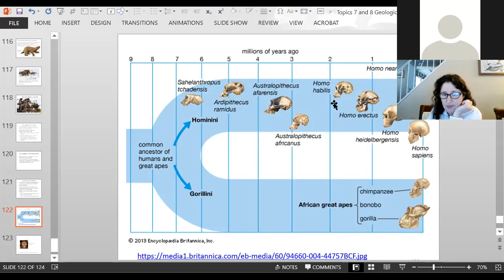Then we had Homo habilis, Homo erectus, Homo heidelbergensis, then Homo neanderthalensis, which is Neanderthals, and then Homo sapiens, which we are today. Now, Homo sapiens and Neanderthals lived together in Europe for a brief period of time. So there was a period of time where Neanderthals and Homo sapiens lived together.